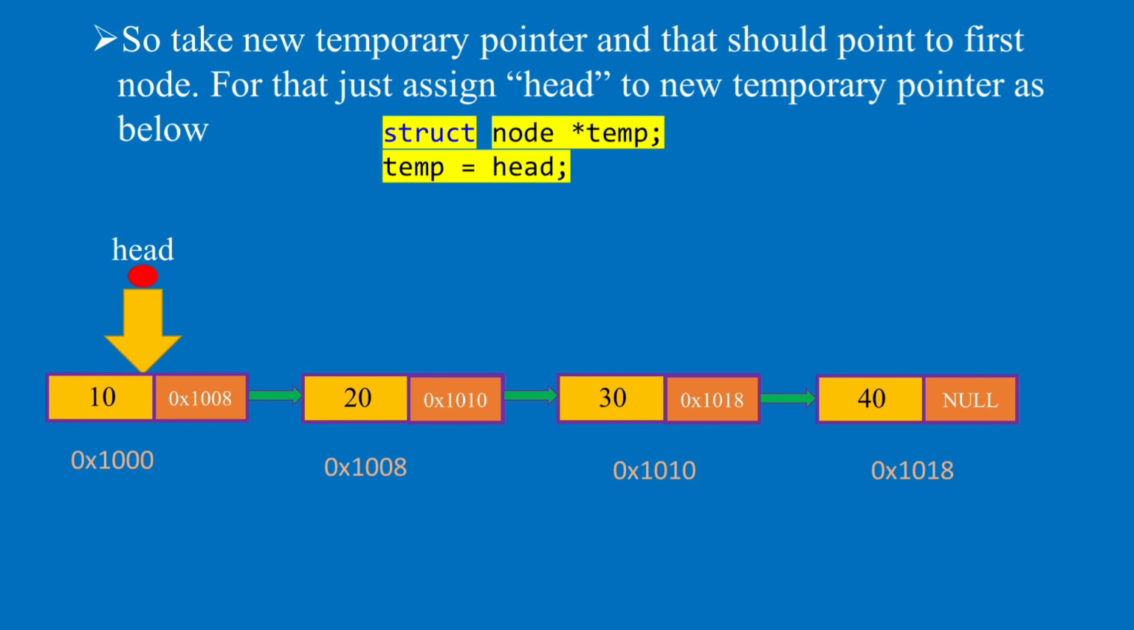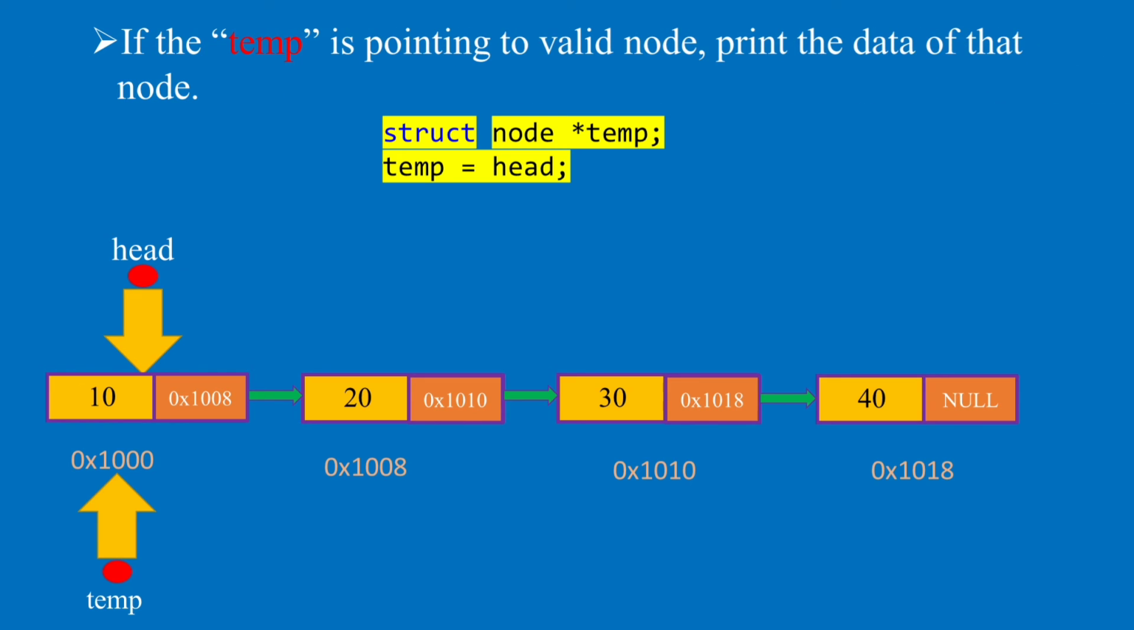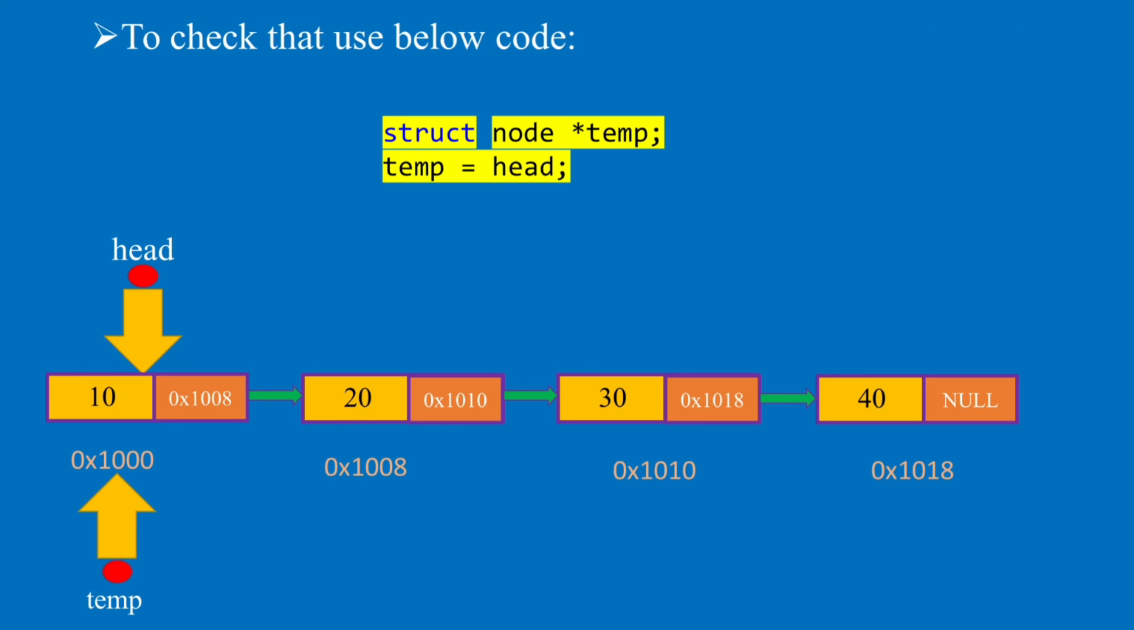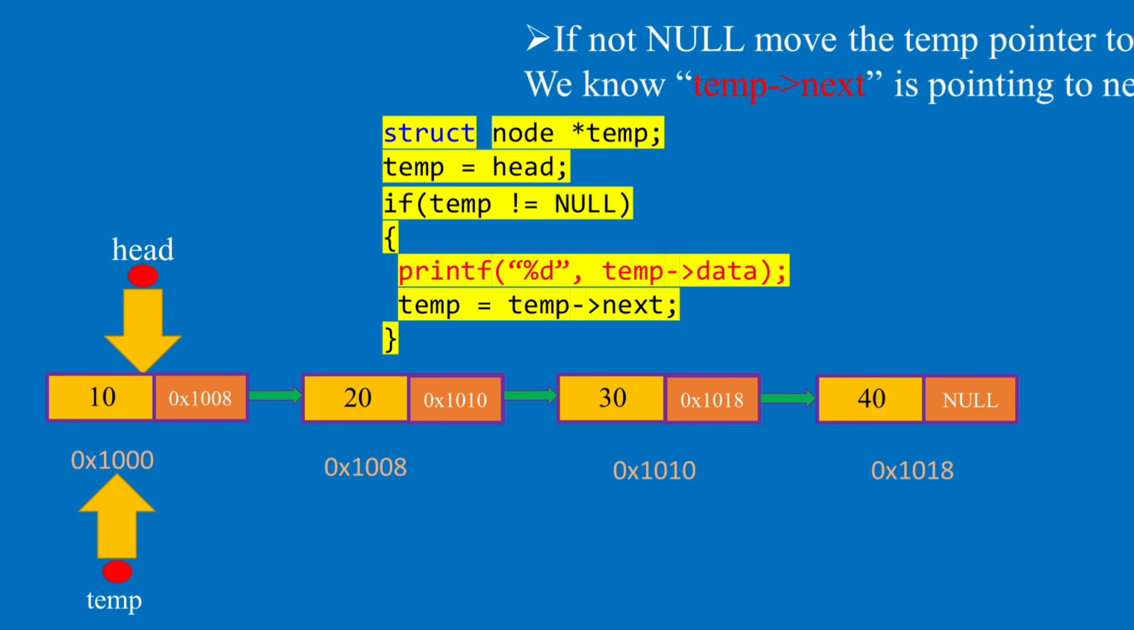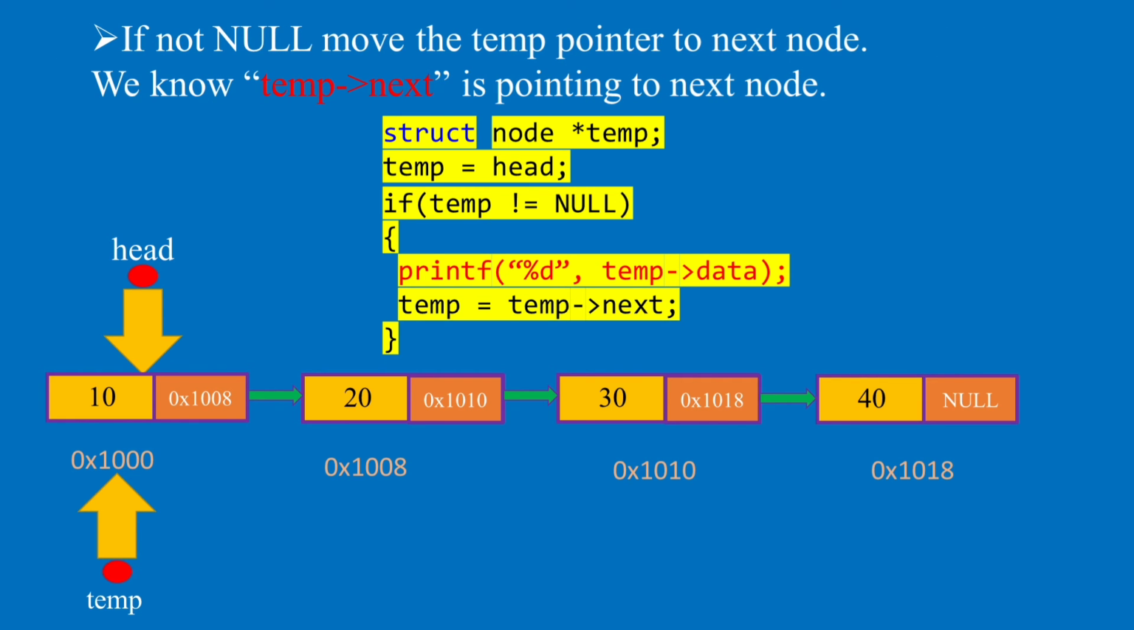Temp equals head. If the temp is pointing to a valid node, print the data of that node. To check that, use the code below. If temp not equals null, then print the data of that node. Temp pointer data is used to display the data. If not null, move the temp pointer to the next node.